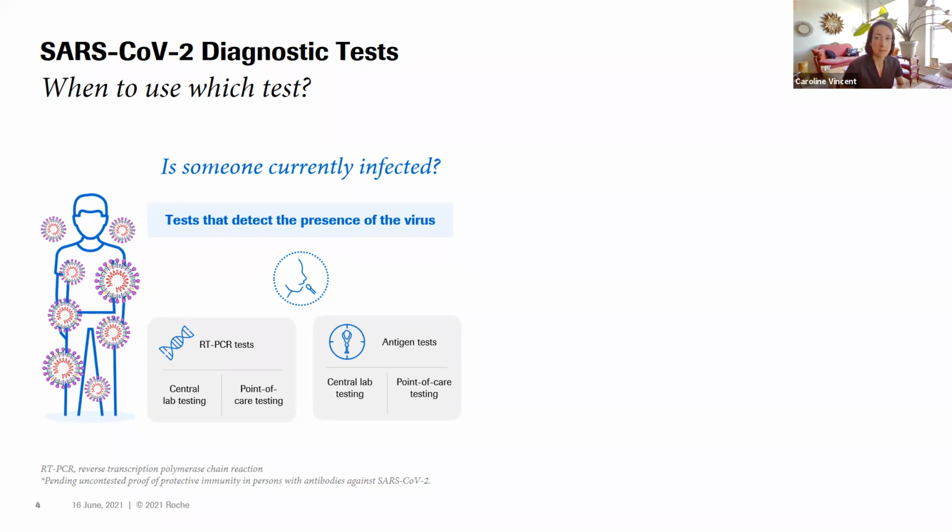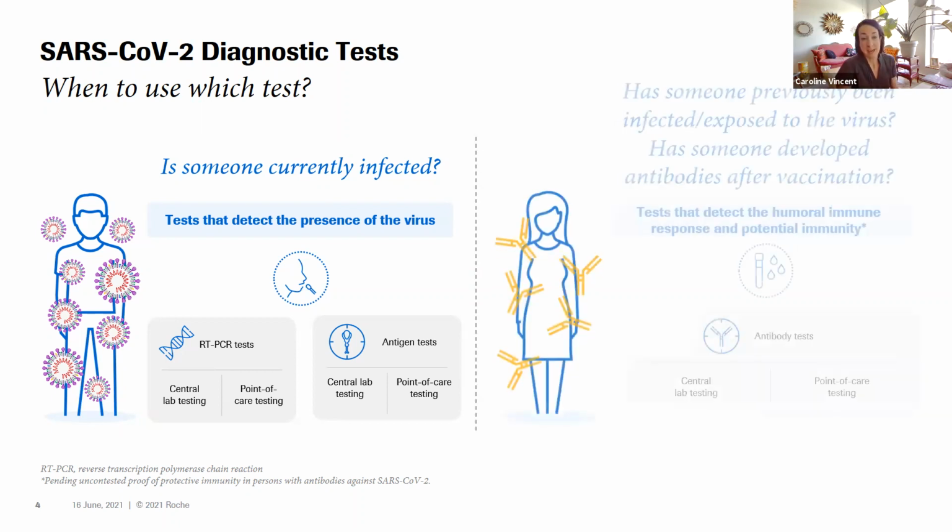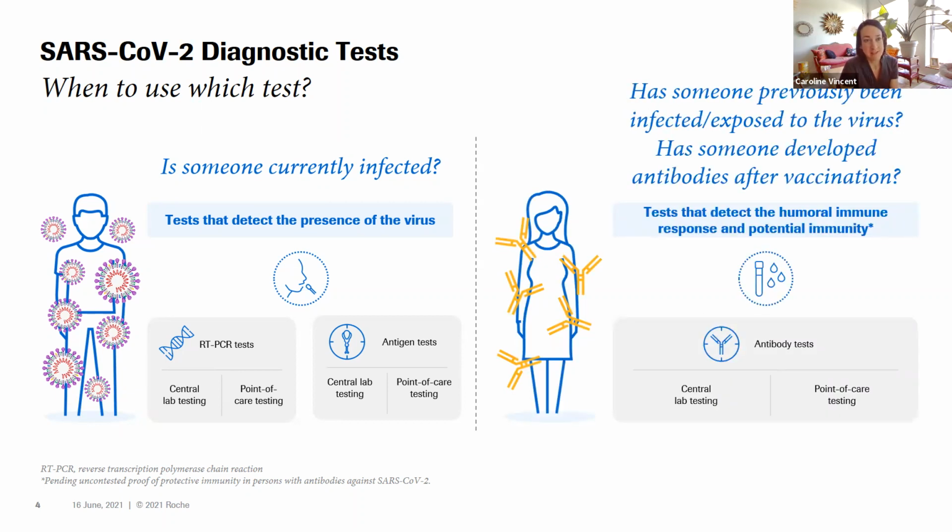In that category, we have the PCR tests, which detect the viral RNA in the sample. And we also have antigen tests, which became more popular recently. These antigen tests will typically detect the nucleocapsid antigen of the virus. And then we also have tests that detect the presence of antibodies that are generated in the patient's blood after infection or after vaccination. This will be more the focus of my presentation today.